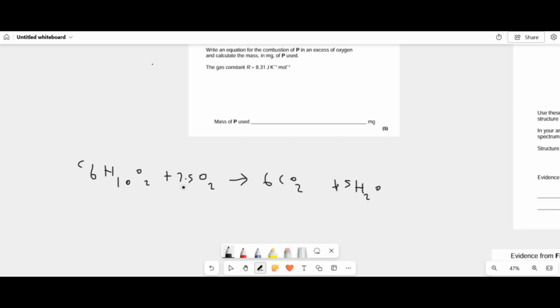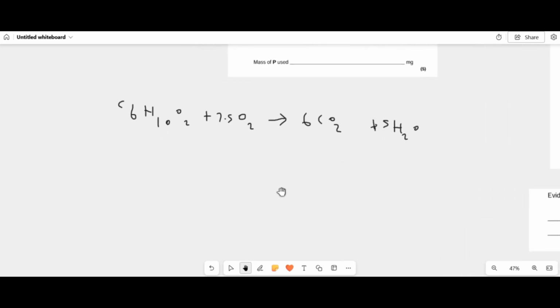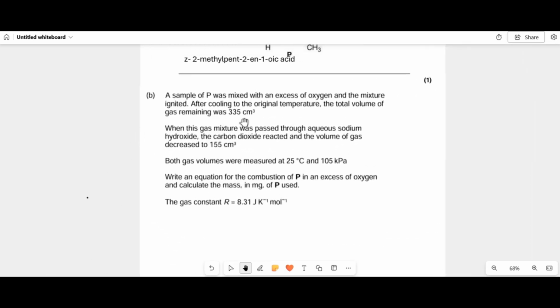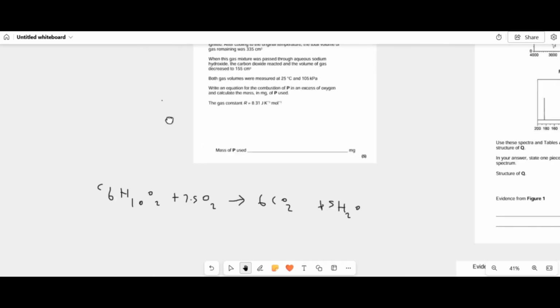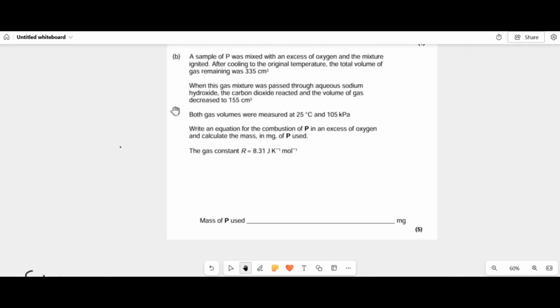It's going to be 7.5, or I can make that 14, but forget that. We're going to stick with 7.5 here to make 14 on the left hand side for O2, plus another 2 there. So that's balanced now. Now what I need to do is read the question. It says that the gas remaining was 335, however after it reacted, the volume of gas decreased to 155. So the amount of CO2 used here is 335 minus 155. That's going to be 180 centimetres cubed of CO2 used. So that's the amount of CO2 used.